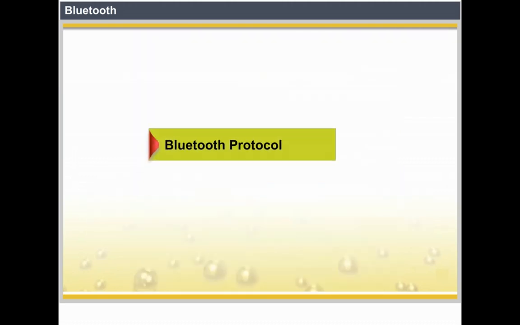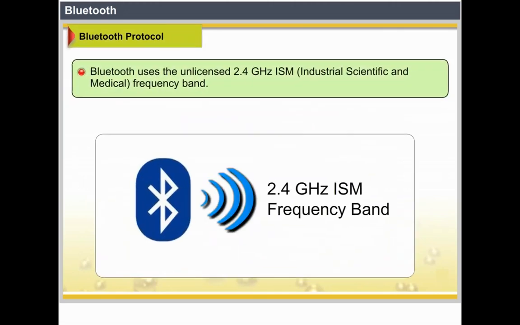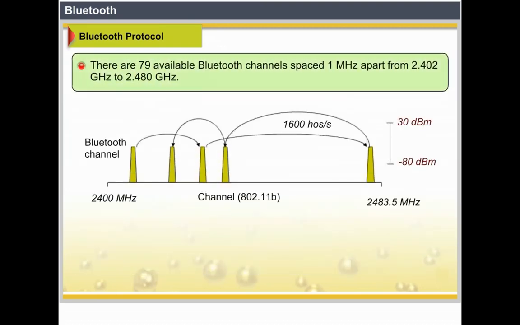Bluetooth protocol. Bluetooth uses the unlicensed 2.4 GHz ISM, Industrial Scientific and Medical, frequency band. There are 79 available Bluetooth channels spaced 1 MHz apart from 2.402 GHz to 2.480 GHz.